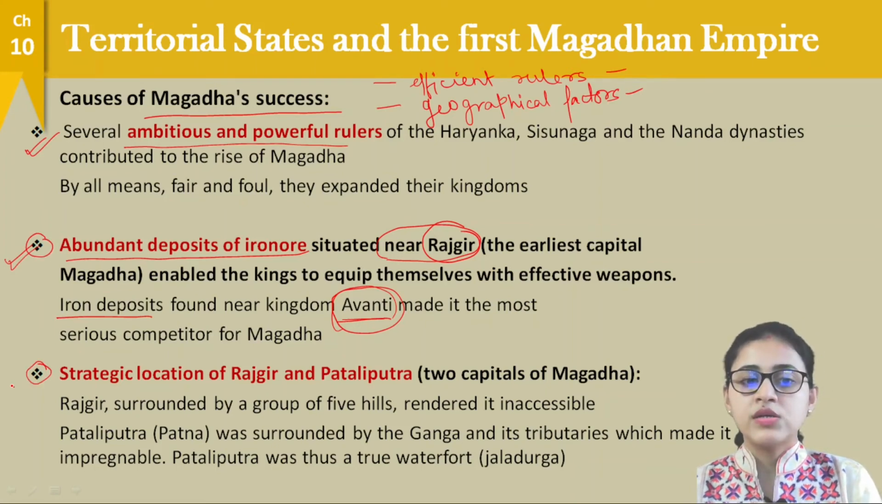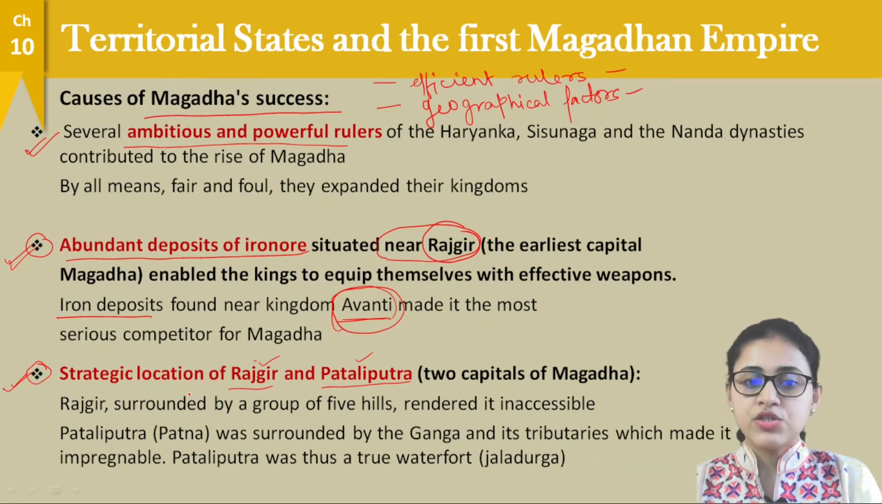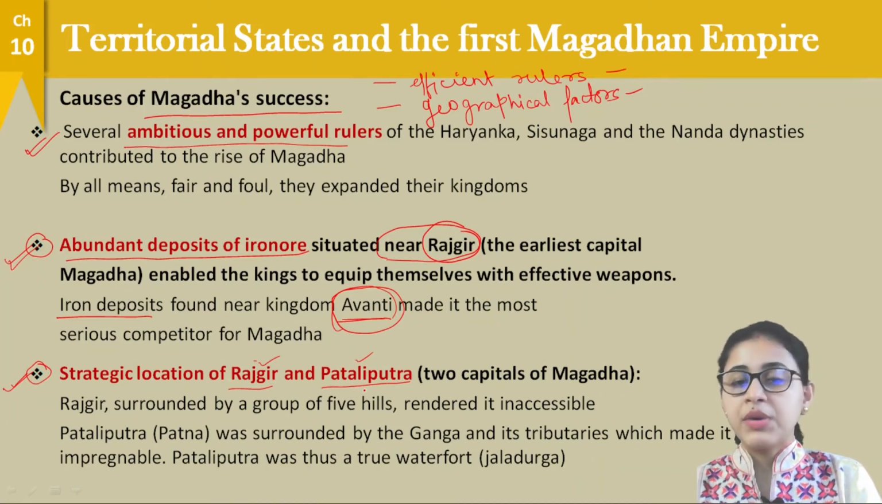Now coming to the third cause, it is the strategic location of Rajgir and Pataliputra. What are Rajgir and Pataliputra? Both are capitals of the Magadha kingdom. Rajgir was the first capital, and later the capital shifted to Pataliputra. So both are capitals of Magadha. Their strategic location is another cause of Magadha's success.